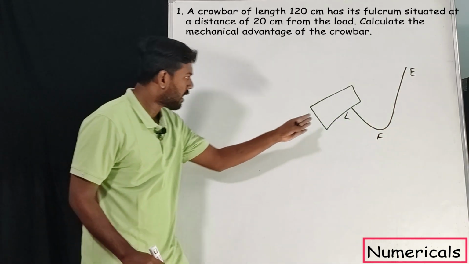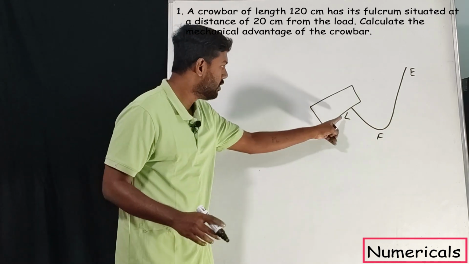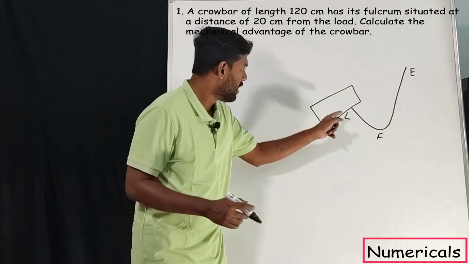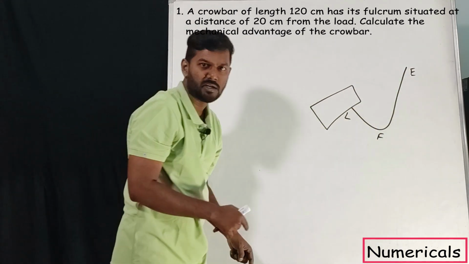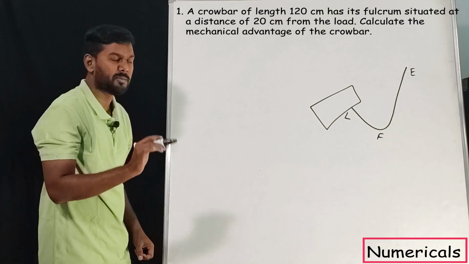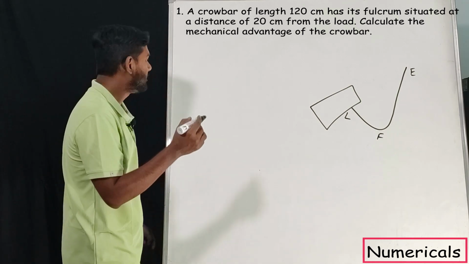According to the diagram, which arm is larger, load arm or effort arm? See, the load arm is only this much, the effort arm is this much. So which is greater? Effort arm. That you should know. Why? Because that is given in the question. See, the crowbar of length, total length.